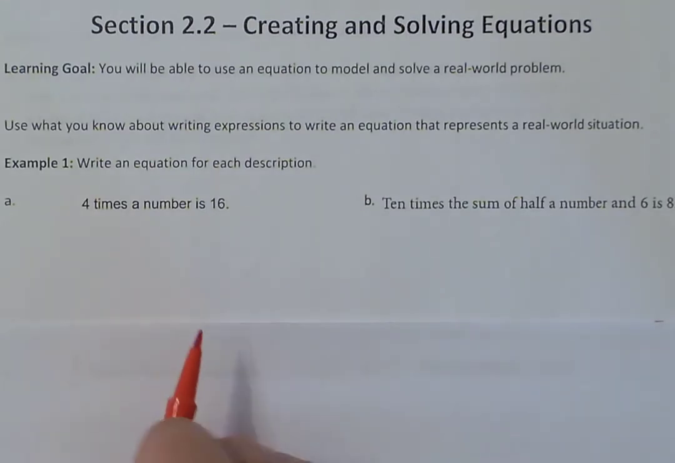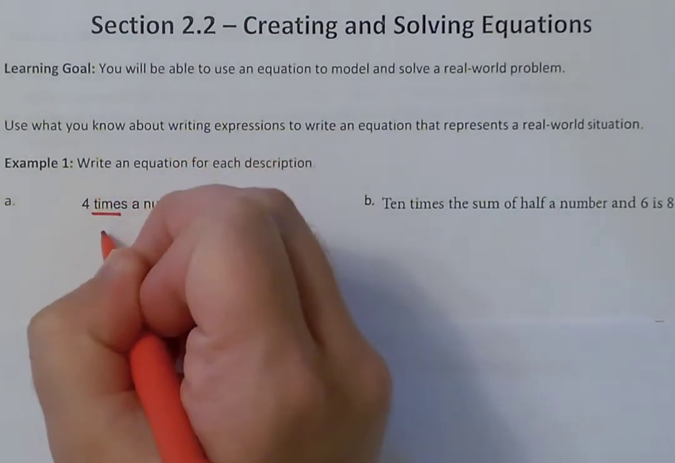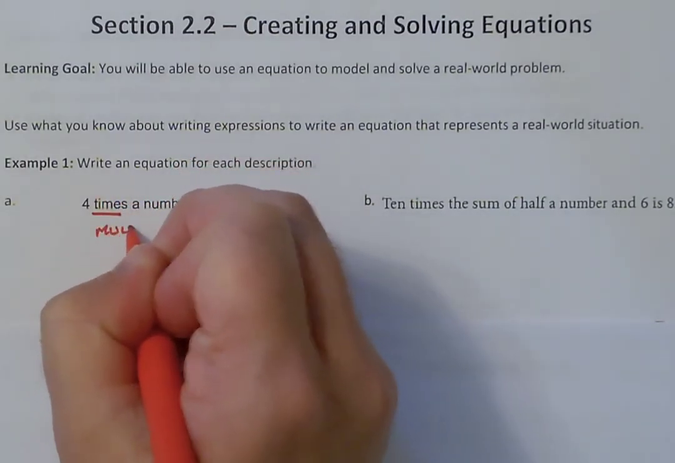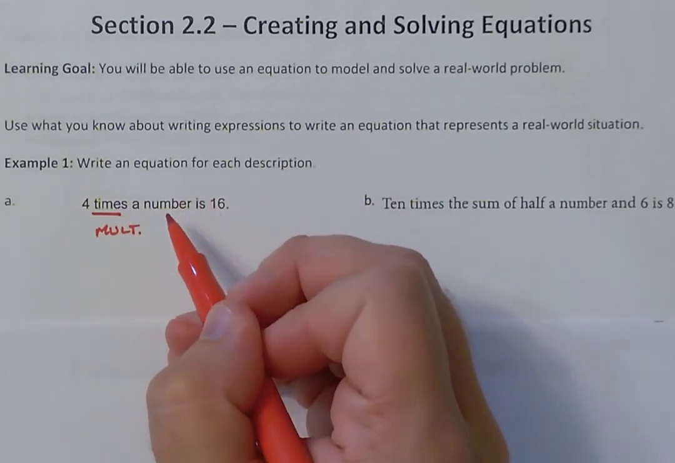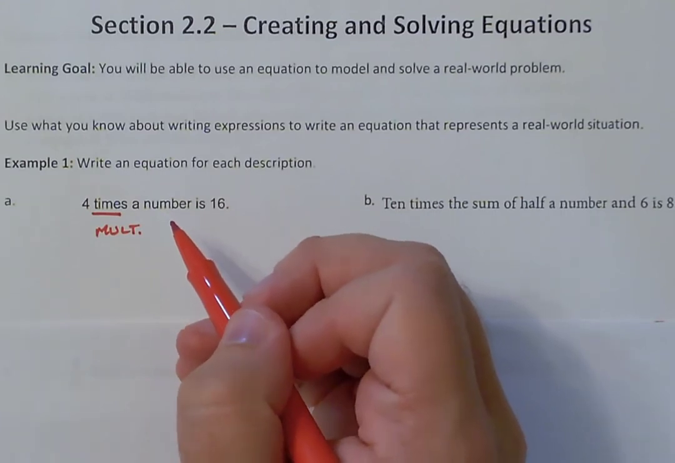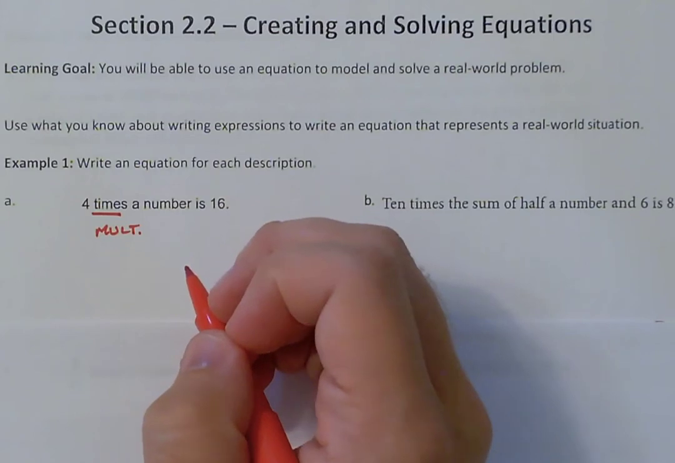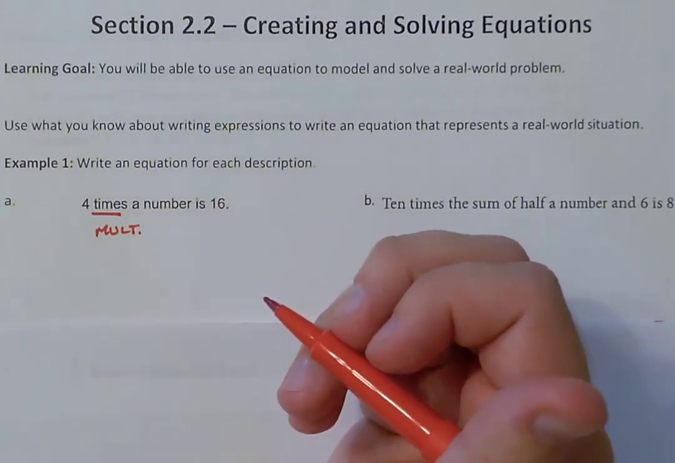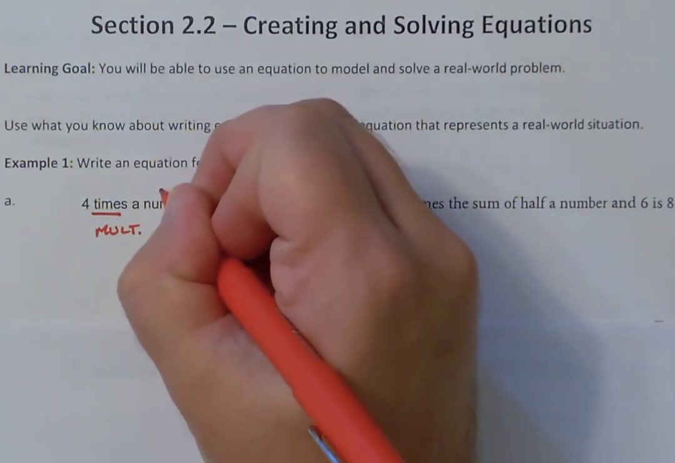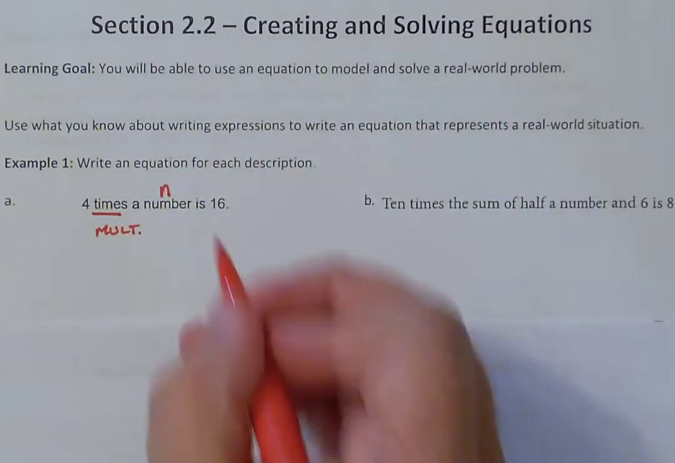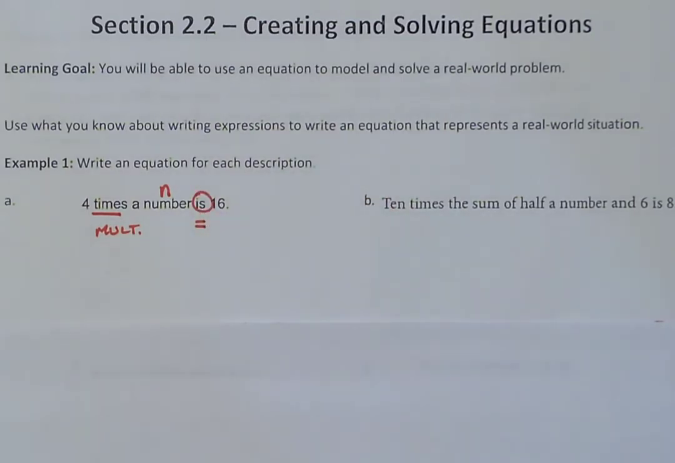Okay, a few things to point out. This phrase times is going to represent multiplication. And then we have a number. Because we do not know what that number is, we are just going to go through and set it up as a variable. So in this case, it doesn't really matter unless the problem tells you. Just follow the idea of number. We'll use the letter N. And then this phrase here is going to represent equals.